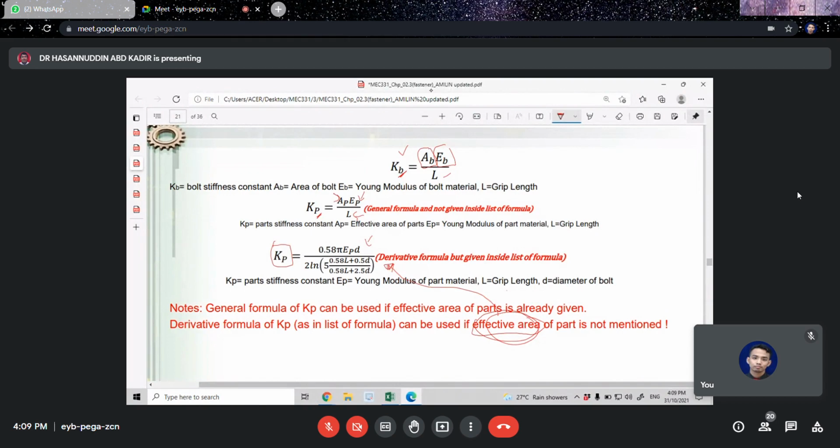then you need to apply another formula. They have the lift and grip length, the diameter of the bolt and the AP, this one. Because they do not give you the value of AP, you need to apply this type of formula. You have a D diameter, the length and also the elasticity of the part. Okay, there are two types. For KP, if they do not give the value of AP, then you need to apply it like this. The D, EP and L, they will give, no problem.